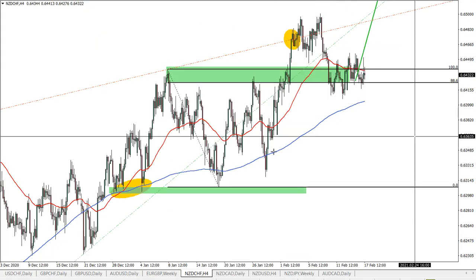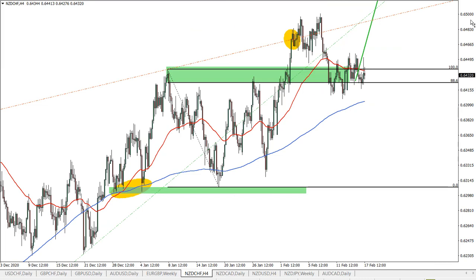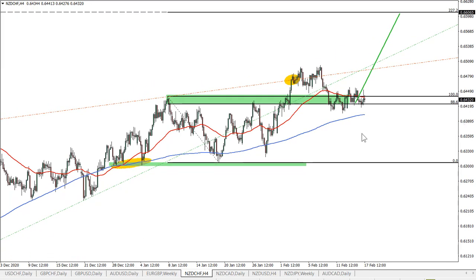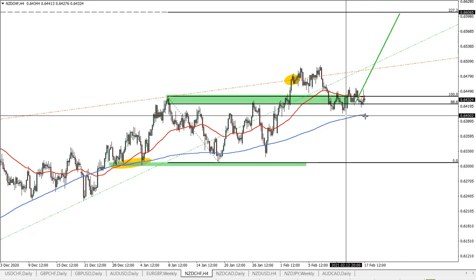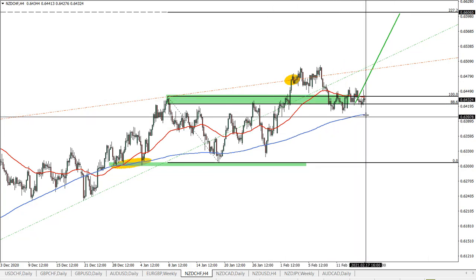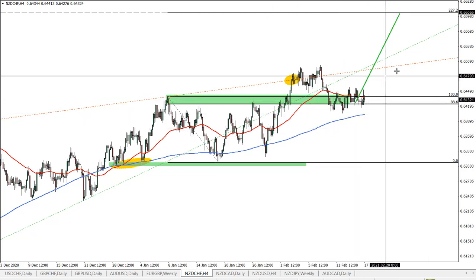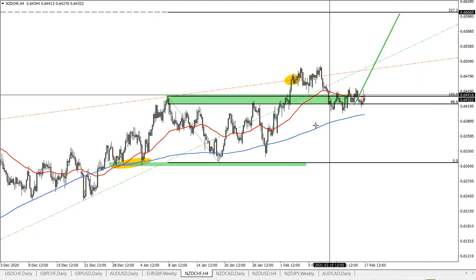The New Zealand Swiss franc, we also expect an upside move along with multiple New Zealand dollar currency pairs. And here we are in this support area or demand area. As long as it holds, as long as the price is above the 200 simple moving average, we should be seeing the continuation of an uptrend.